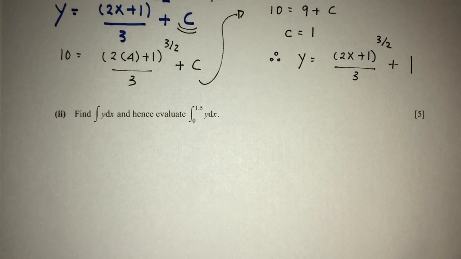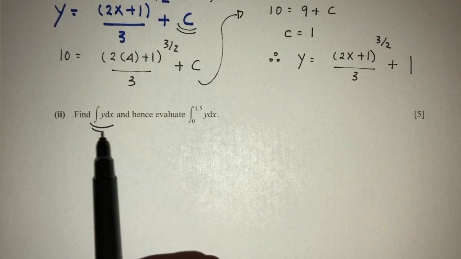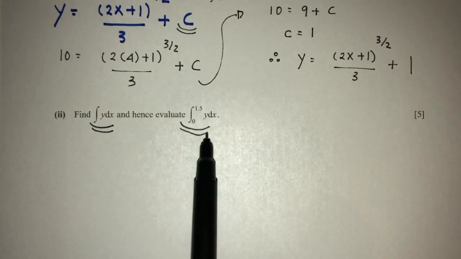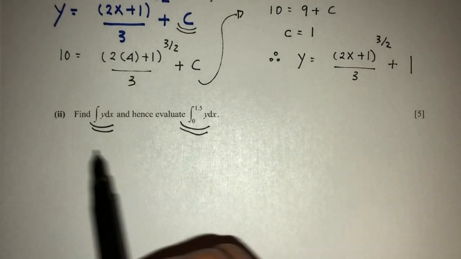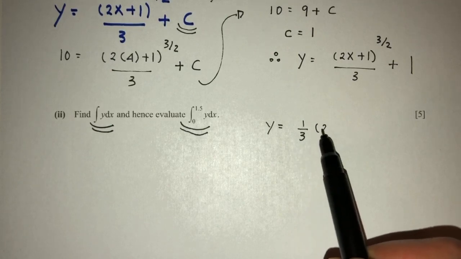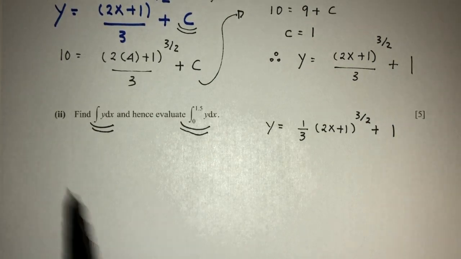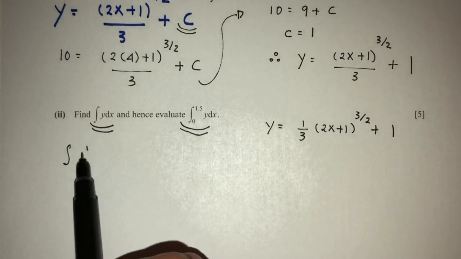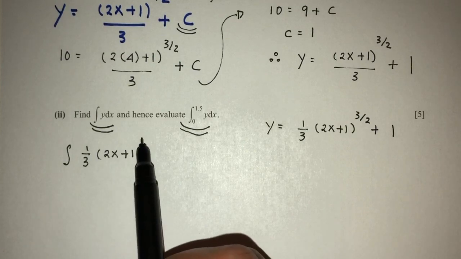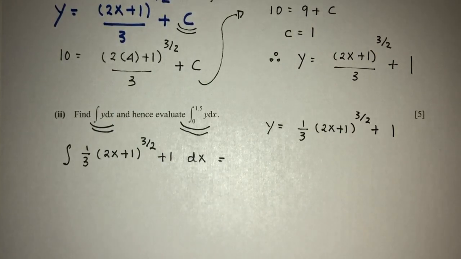Now for part 2, find this. Hence, we have to find this one. So y has been given to you. Now you know what y is from part 1. It is 1 over 3, (2x plus 1) to the power 3 over 2, plus 1. So we have to integrate y again, which is 1 over 3 times (2x plus 1) to the power 3 over 2, plus 1, dx.